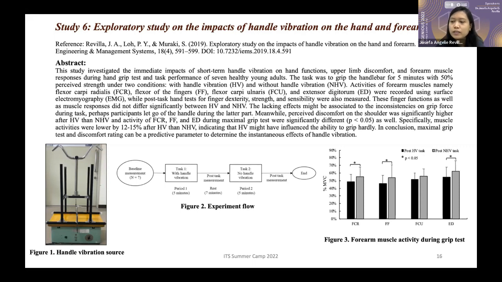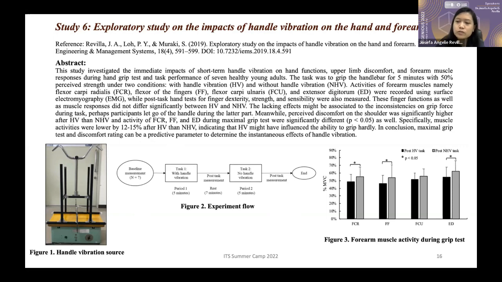The experiment was done in an indoor laboratory setup, and the main task of the subjects was to hold the handlebar for 5 minutes under 2 conditions. First is without the presence of handle vibration, and the second is with the presence of handle vibration. The workload of 4 selected forearm muscles was measured using surface electromyography during the 5-minute task performance. Pre-task and post-task tests, including maximum grip strength test, the 9-hole pegboard test to measure finger dexterity, maximum pinch strength test, 2-point discrimination test to measure finger sensitivity, and subjective discomfort rating along the upper limb were performed.